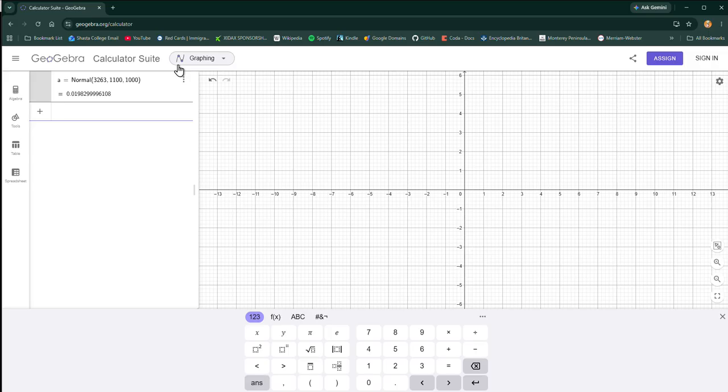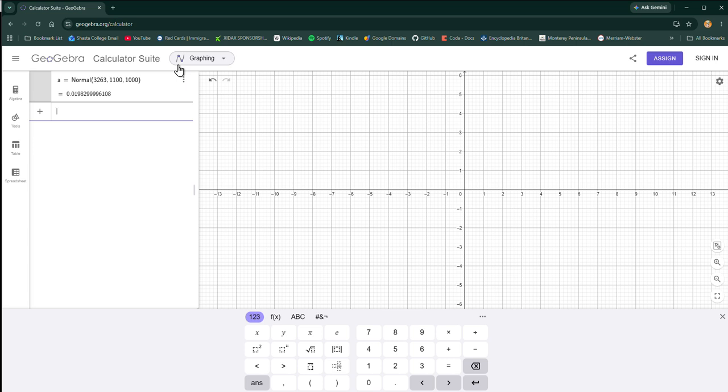Next one, same picture, so I'm not going to relabel. And it says a randomly selected senior has more than 5,000 in credit card debt. So P(X > 5,000).